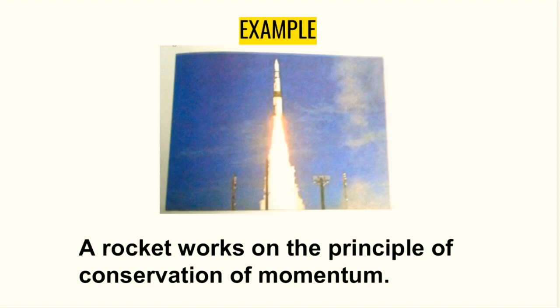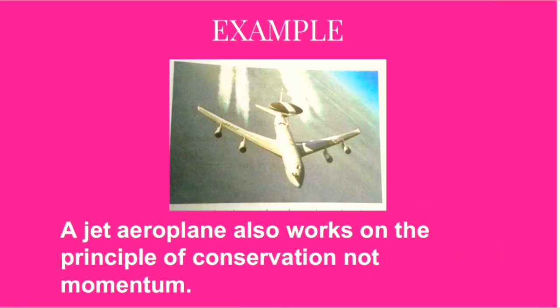Here in this example, the high velocity hot gases that come out downwards due to burning of the fuel impart equal but opposite momentum on the rocket, causing it to move with high velocity in the upward direction. So, a rocket works on the principle of conservation of momentum. Similarly, a jet aeroplane also works on the principle of conservation of momentum with the hot gases moving backwards and the jet aeroplane moving forwards with a high velocity.